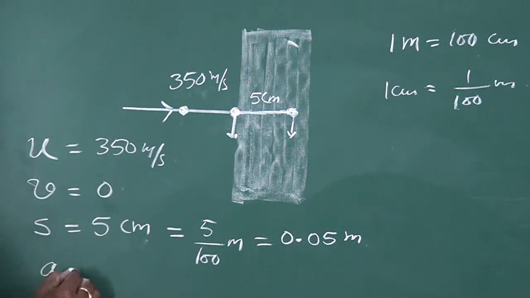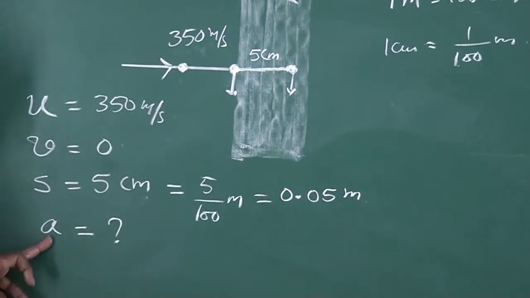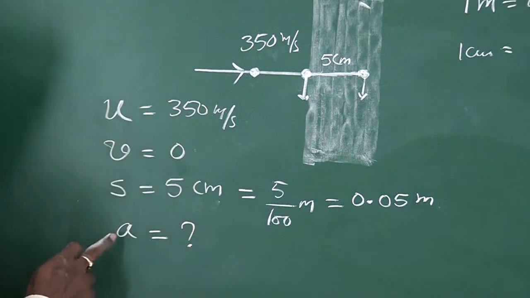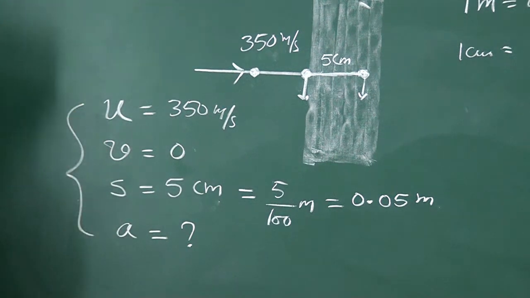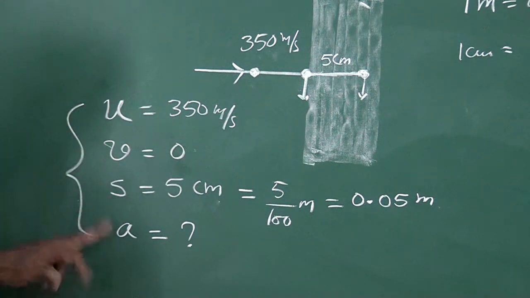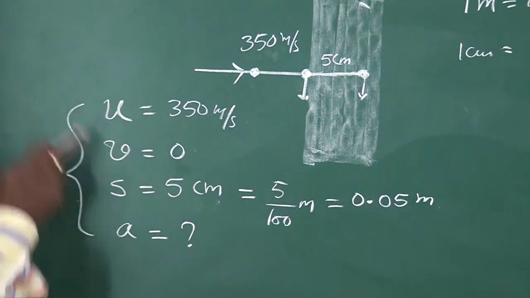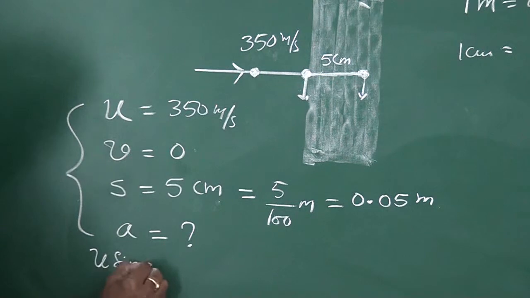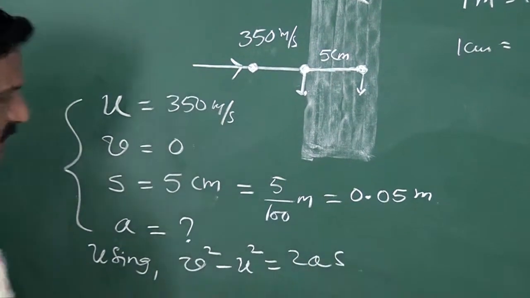We have to find the acceleration. Of course, here we get a negative value of acceleration, hence it is called deceleration. So, that means we have to find the value of a. Which formula to be used here? We have u, v, s, a. The kinematic equation involving these parameters is v square minus u square equal to 2as. So, using v square minus u square equal to 2as.